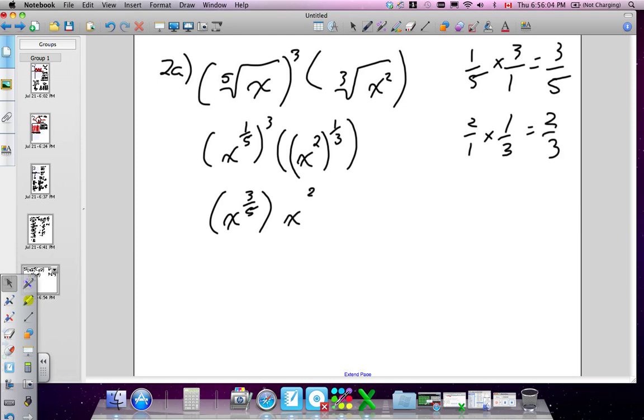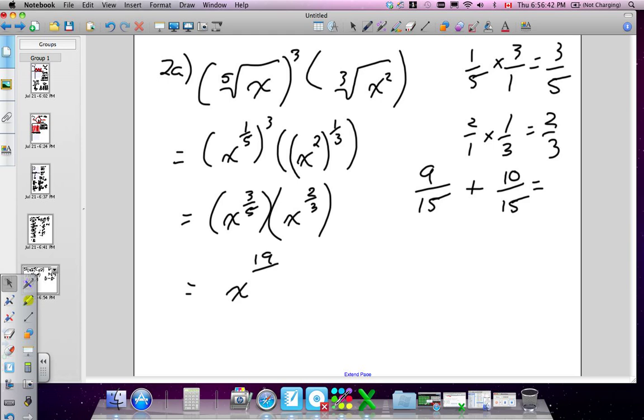Now, this is a multiplication rule, which means I have to add the exponents, and in order to add the exponents, the bottoms have to be the same. So, let's make the bottoms the same. We're going to use 15. So, what over 15 for this first one? Yeah, 9 over 15 plus 10 over 15. What are we going to get? So, x to the power of 19 over 15. That's your answer.